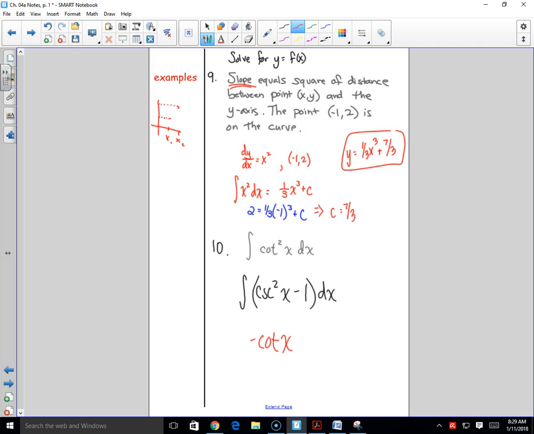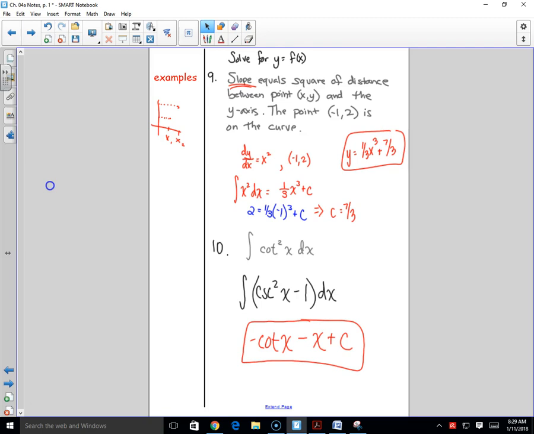And then, what's the integral of negative 1? Negative x, but don't forget your plus c. Let's see that everything's there. Excellent job, kiddos.